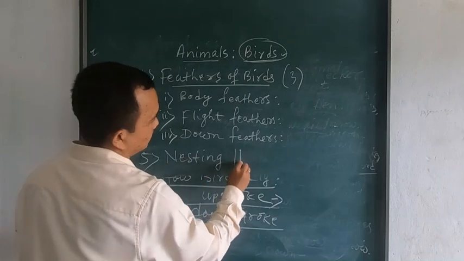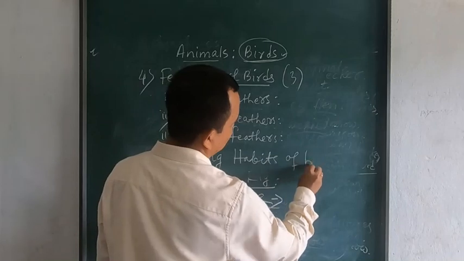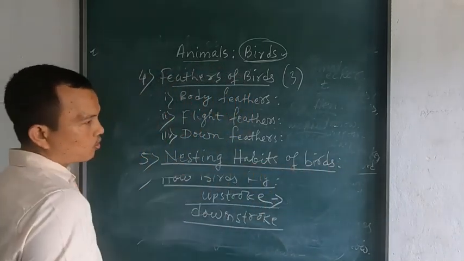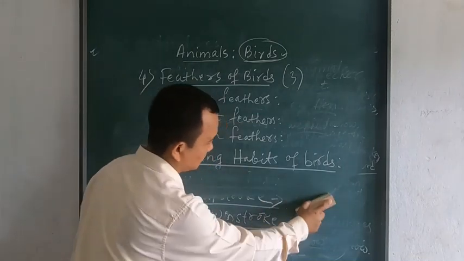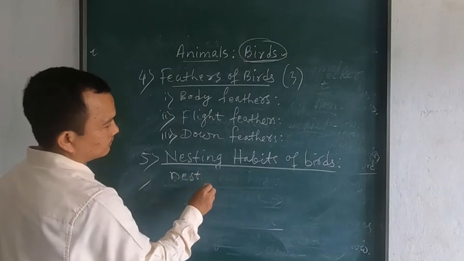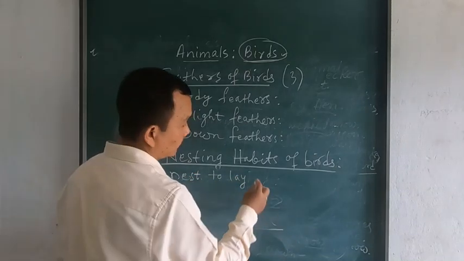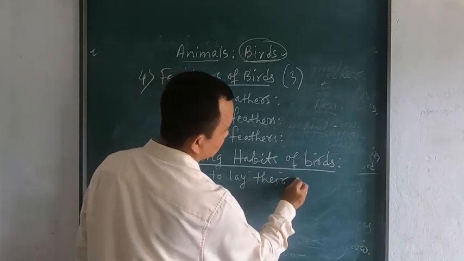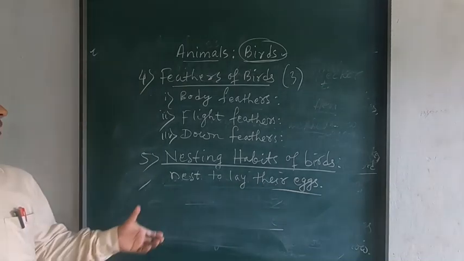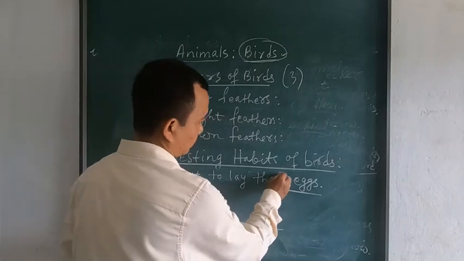The nesting habits of birds. Actually, birds' homes are called nests. So they need a nest to lay what? To lay their eggs. So birds need a home, that is the nest, to lay their eggs.